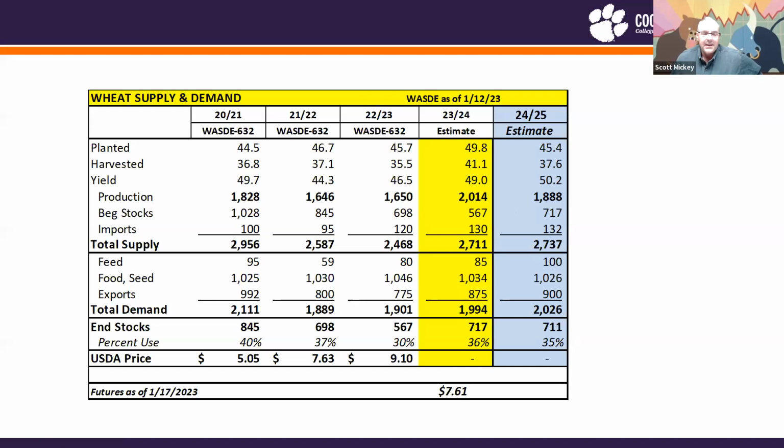And that brings us to wheat. We've got our crop in the ground, is growing. It has a crop insurance price of about $8.10 a bushel. So we've got a good guarantee on our wheat crop.